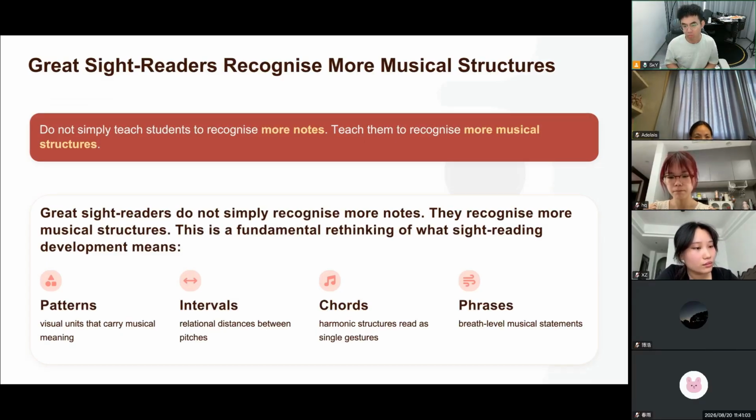Therefore, the core value of pattern-based sight reading is not to make students play faster, but to help them change the way they understand music. Thank you very much.